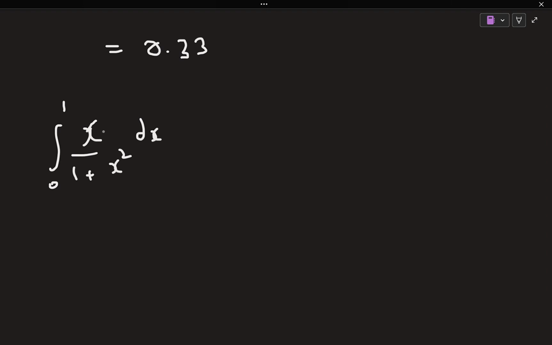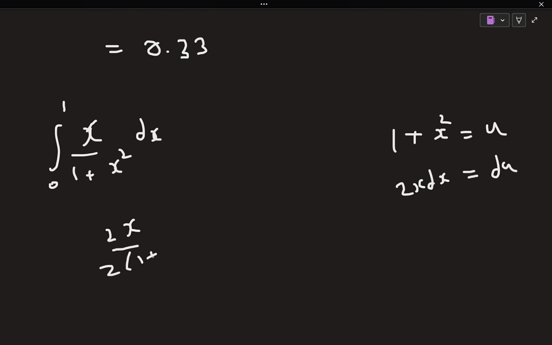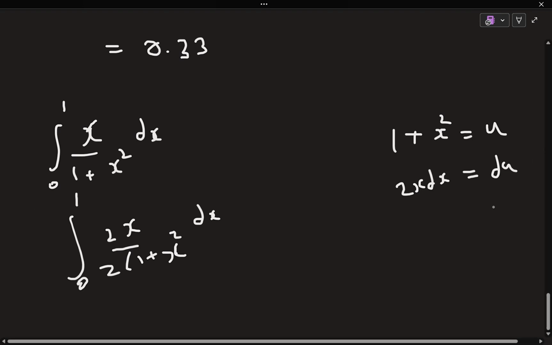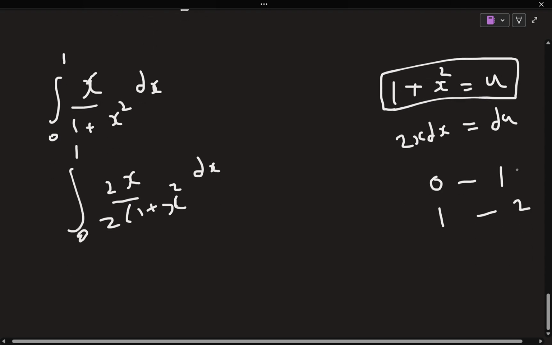I'll use the substitution method. I'll substitute 1 plus x square as u. Then du will be equal to 2x dx. Now I'll multiply the numerator and denominator by 2, so it will become 2x by 2 into 1 plus x square dx, integral 0 to 1. Since I can't directly substitute, I need to substitute the limits also. When x is 0, u will become 1. When x is 1, u will become 2. So my limits are 1 to 2.